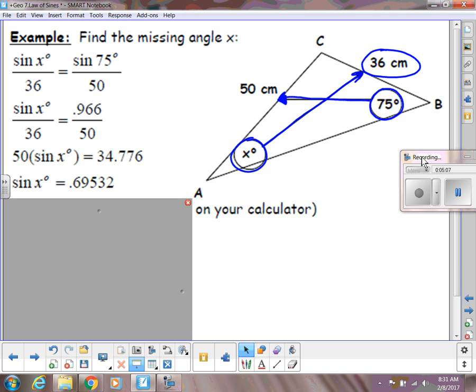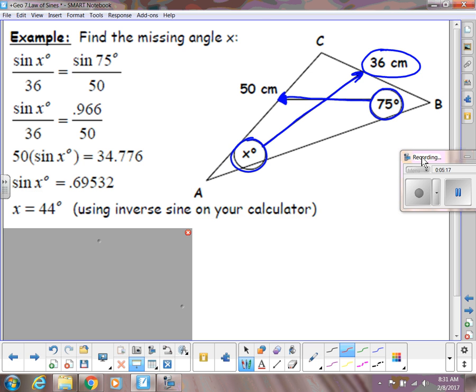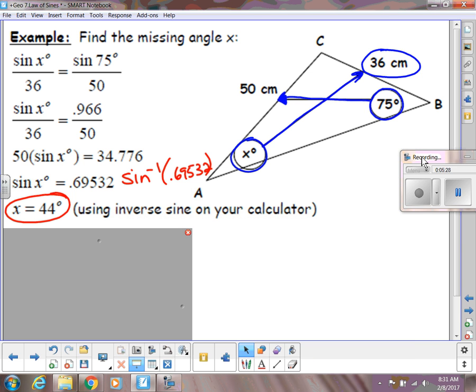So what do we do if we see sine of x equals that? How do I solve for an angle? Remember, you can't type in sine of an unknown angle, so you have to do the inverse sine of 0.69532. And that would give us this angle measure. So it's just using that formula, setting it up, cross-multiplying, and solving.